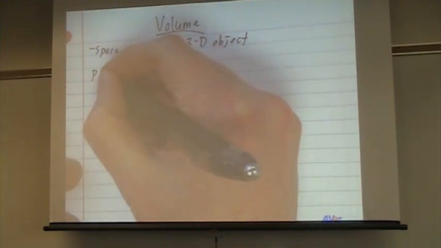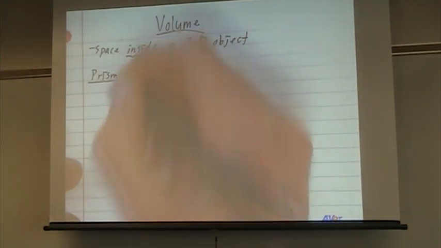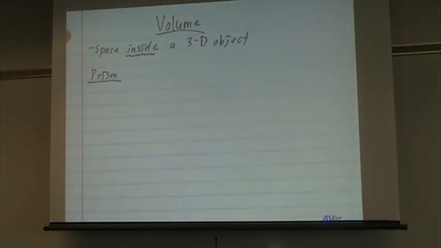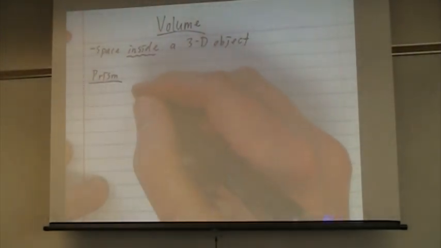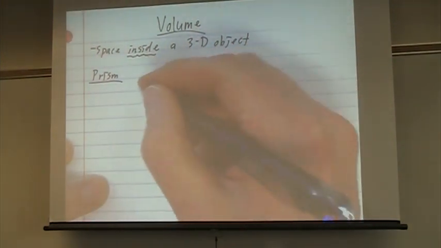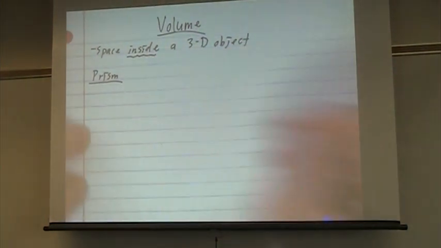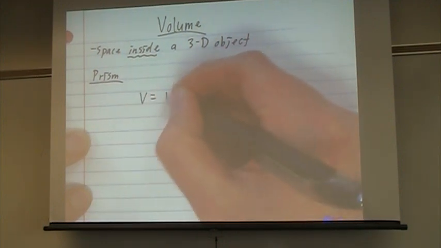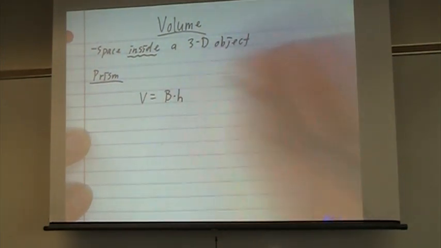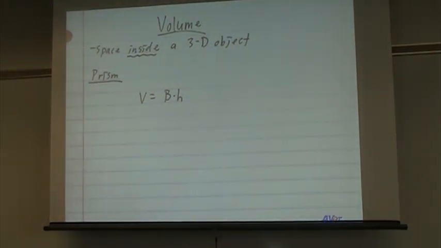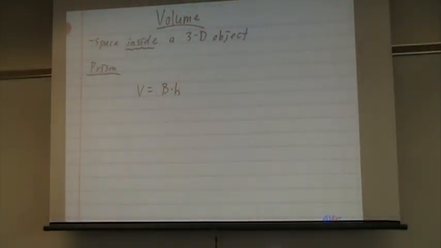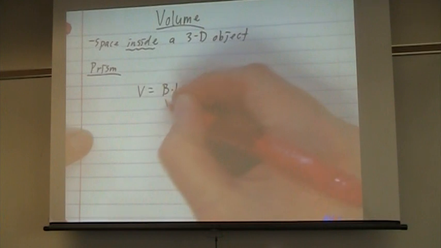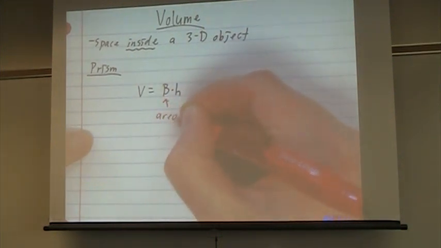The first one is a prism. This is something that has rigid corners, kind of like a cereal box. I'll give you some examples, but I want to give you the formula. The volume equals big B times H. So you might say, oh, that's the base times the height. Yes, but this big B is the area of the base.